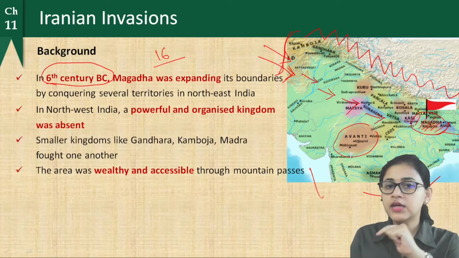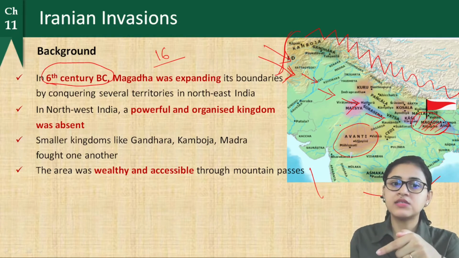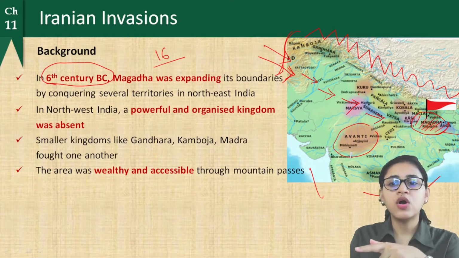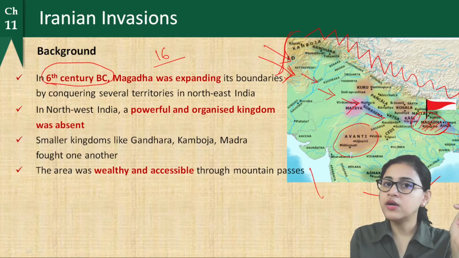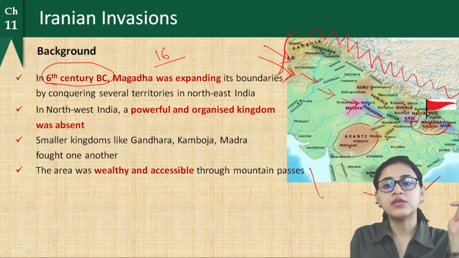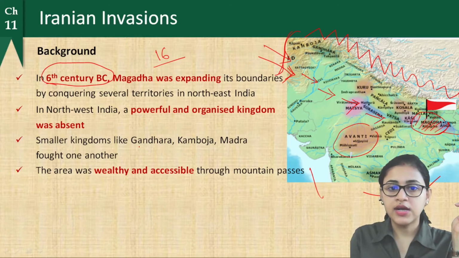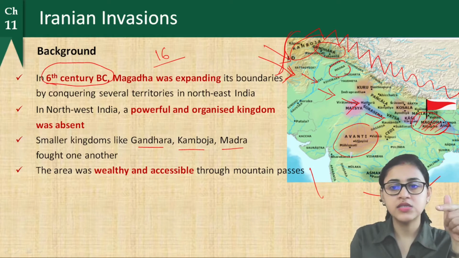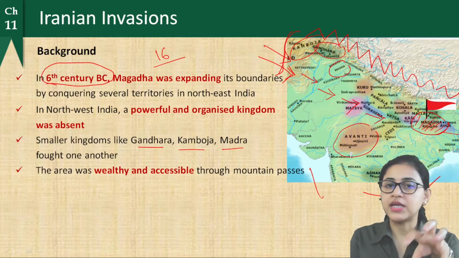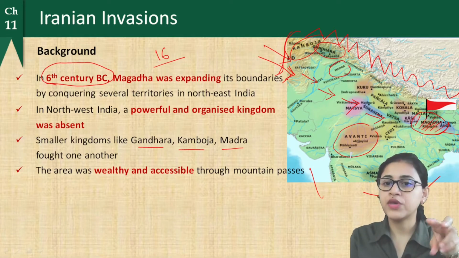So this was the thing that was happening towards the northeastern part of India. Now during the same period, that is the 6th century BC, if we talk about the northwestern part of India, that is this area on the map, here also we have several smaller territories. We can talk about Gandhara, Kamboja, Madra. You can locate them on the map here. Gandhara is here, Kamboja is here, Madra is here.